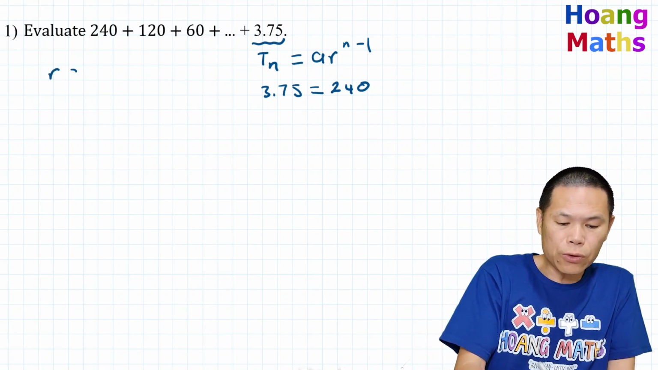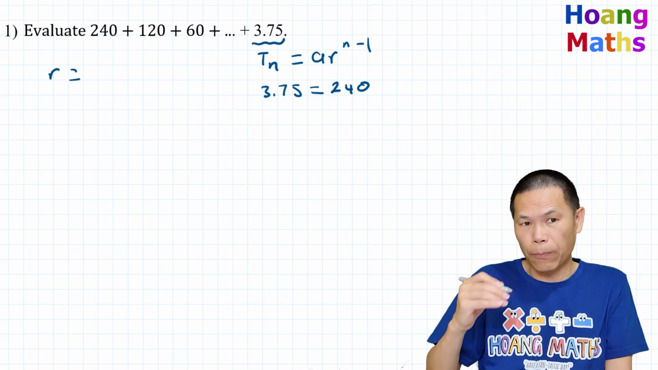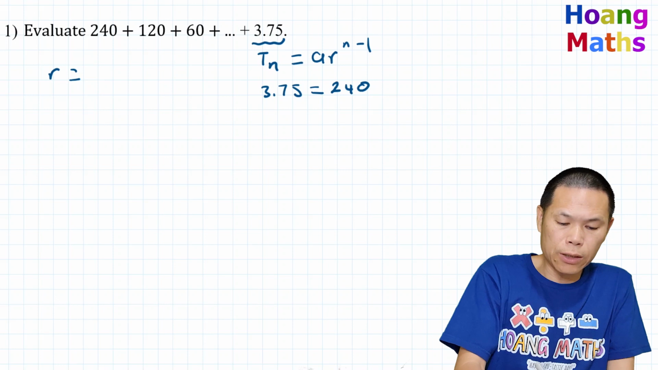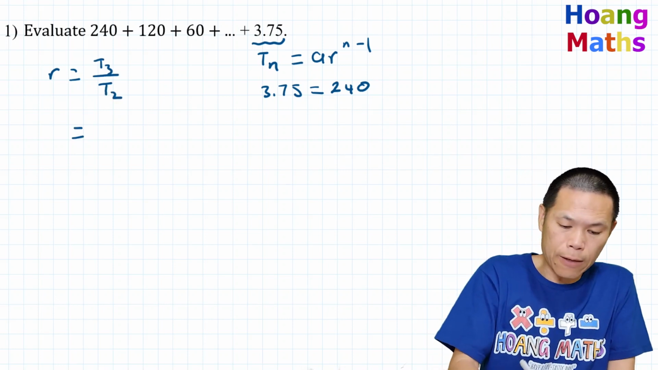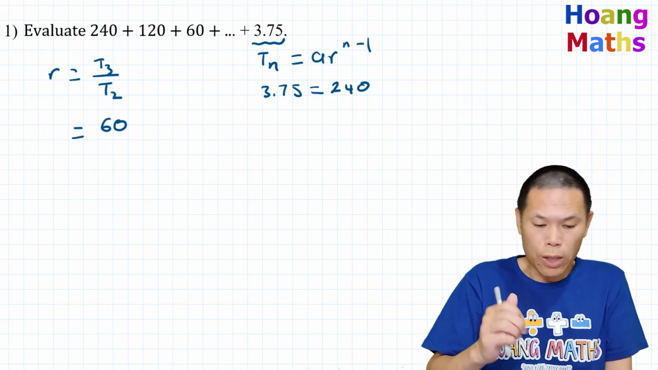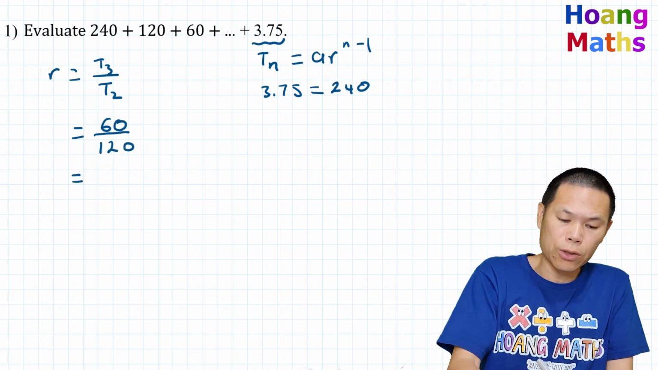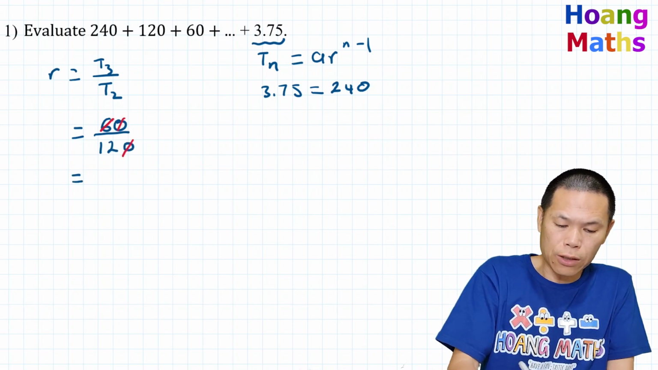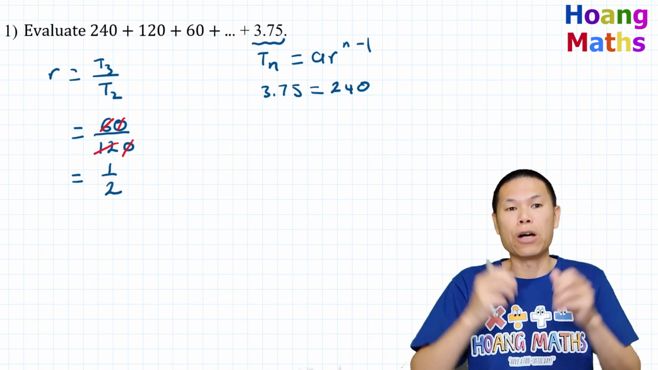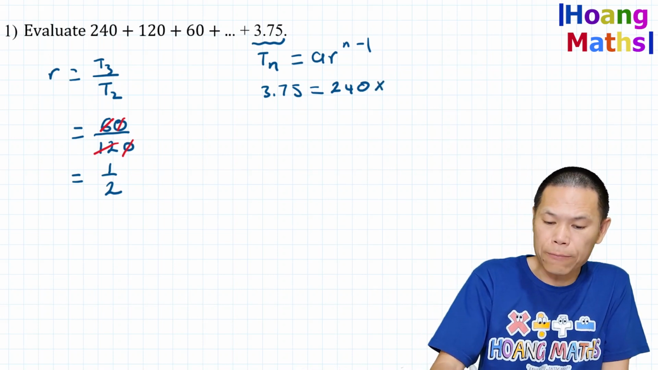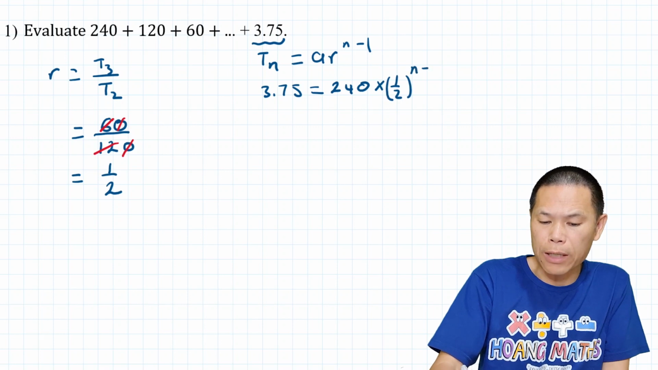The common ratio is t of 2 over t of 1, or t of 3 divided by t of 2 if you like. So let me just use t3 divided by t2. t3 is 60, okay? And t of 2 is 120. So we divide by 120. I can simplify this: 6 over 12 gives me a half. So the common ratio is a half. So we times by a half to the power of n minus 1.